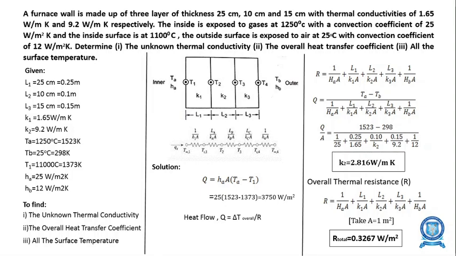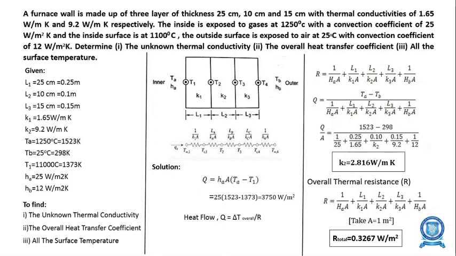So therefore, we are going to find the thermal conductivity. We don't know what the unknown thermal conductivity is. Here we are going to discuss the same. The second question is the overall heat transfer coefficient, that is U. The heat transfer coefficient is h, and the overall heat transfer coefficient is U. That is the reciprocal of the resistance offered in the layers.